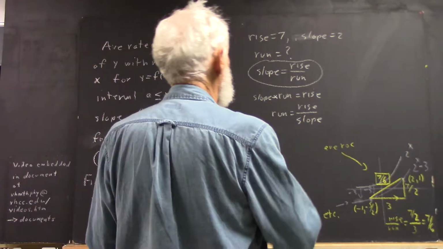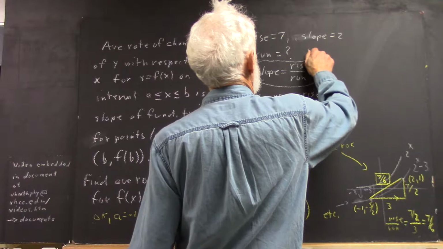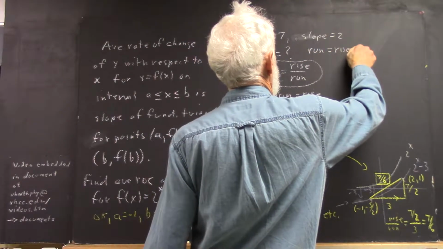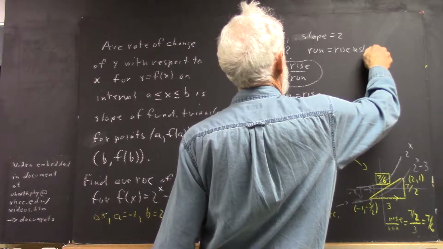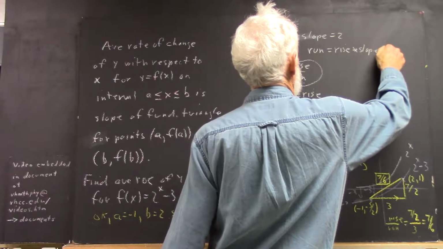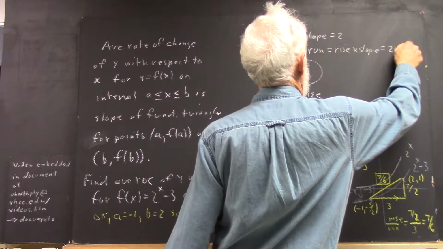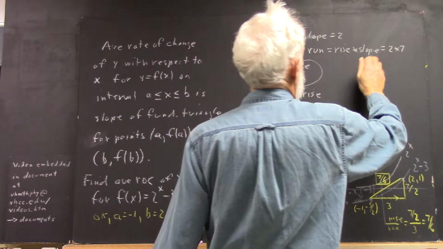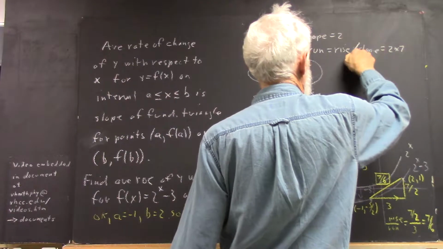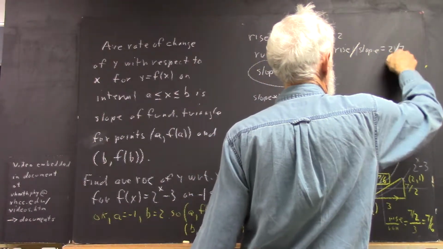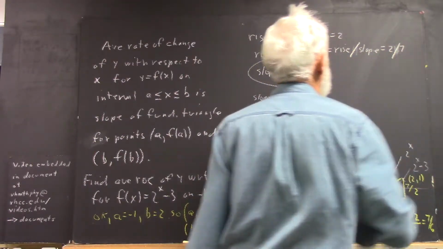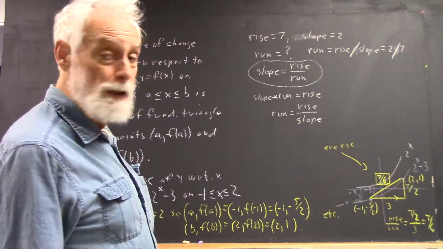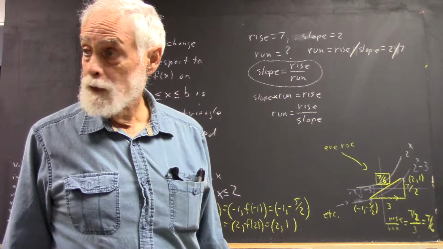So we can say it's not rise times slope, it's rise divided by slope. The writing made no sense. Okay? Should be 2 over 7.